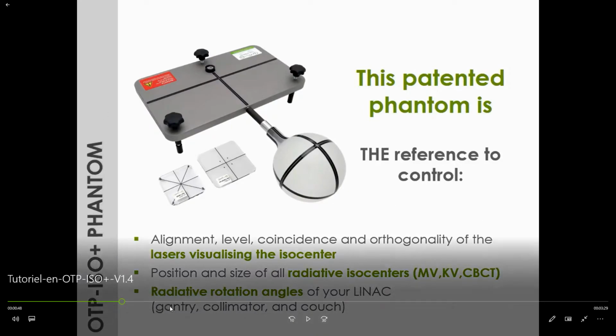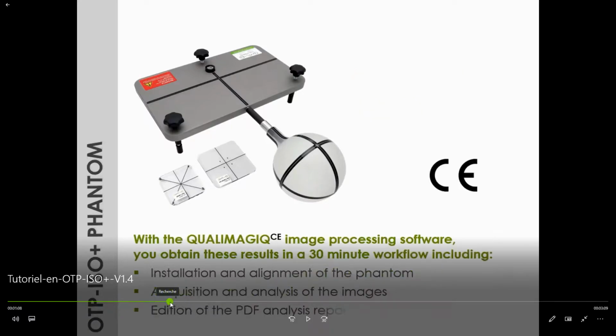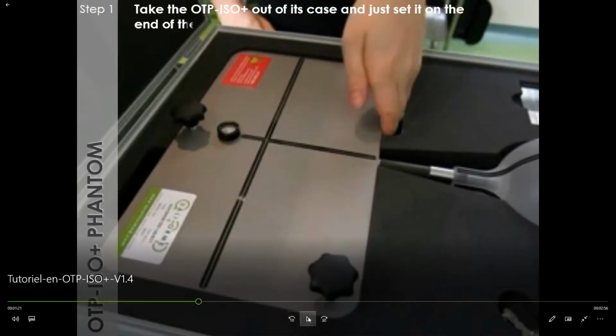How do we use the test object? We will begin by removing it from the protective aluminium case in which it is supplied and placing it at the end of the couch.